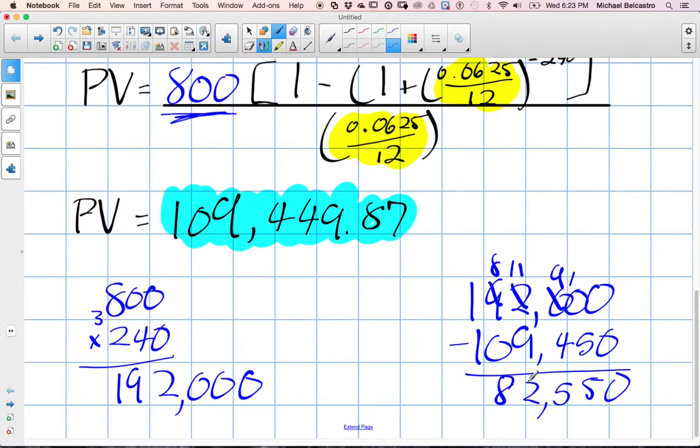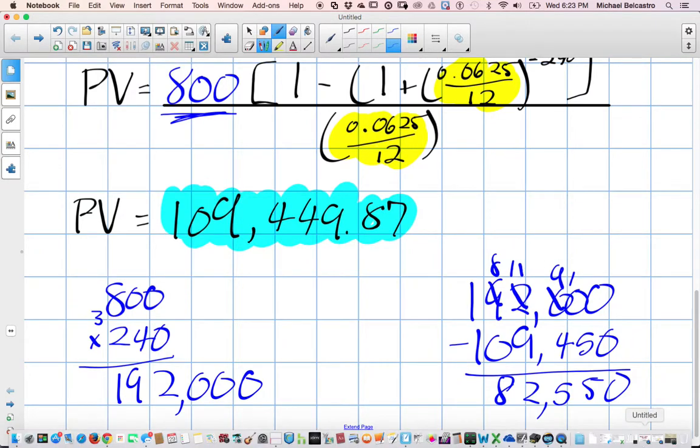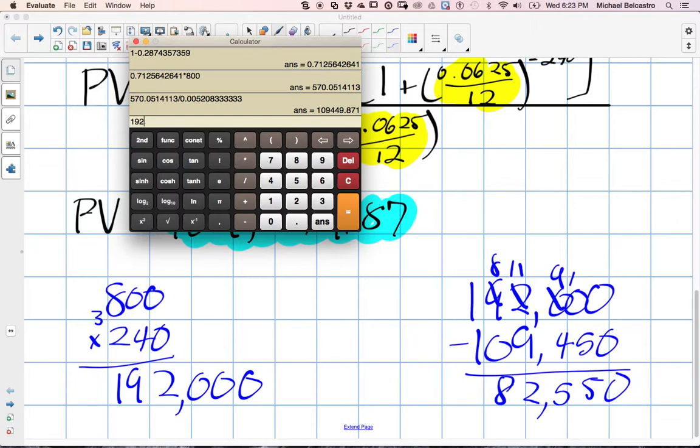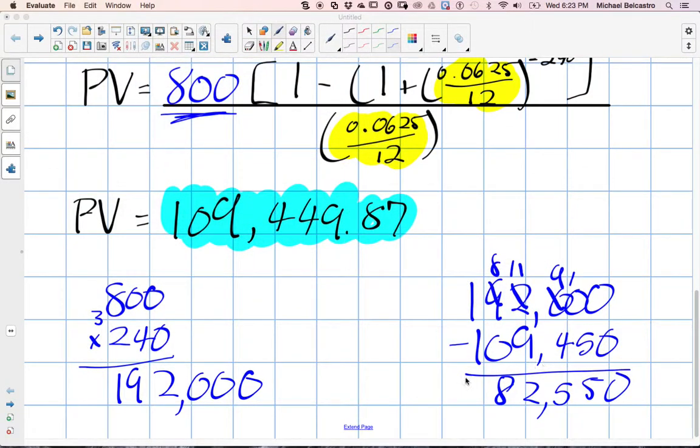Okay. But the amount earned, assuming I've done this correctly, and maybe we should check with the calculator: they had $192,000 to start, and they put in $109,450 roughly. They get $82,550. So that's how much interest was earned by putting money into this account.